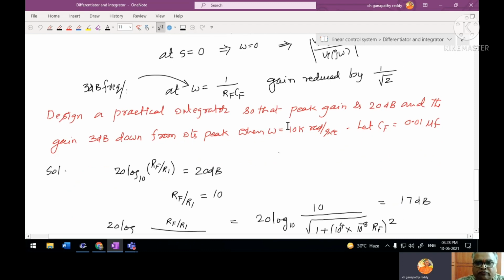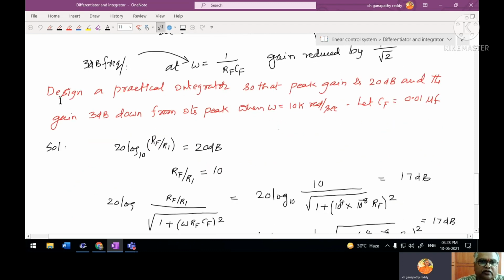Now let us look at the design problem. Design a practical integrator so that the peak gain is 20 dB. That means the highest value of gain is 20 dB. And the gain is 3 dB down from its peak when the frequency is 10k radians per second. At this frequency, the gain should be reduced by 3 dB. Now CF is 0.01 microfarads.